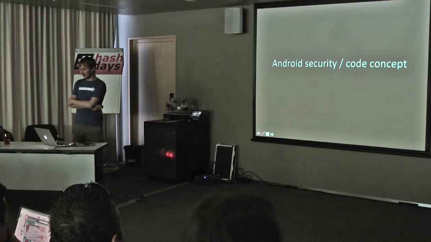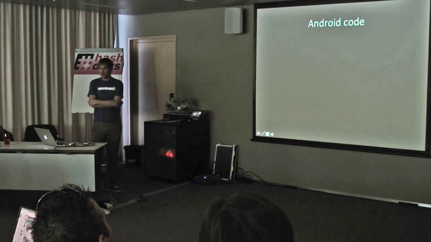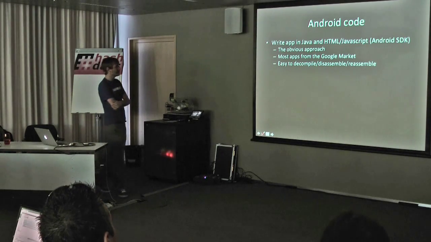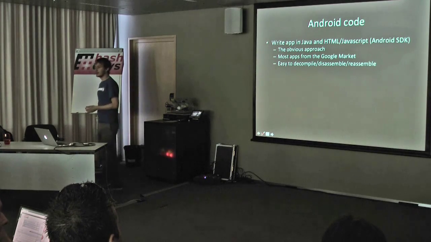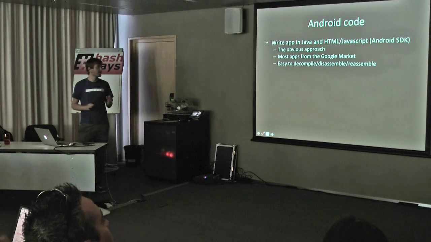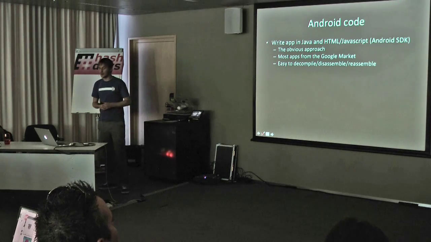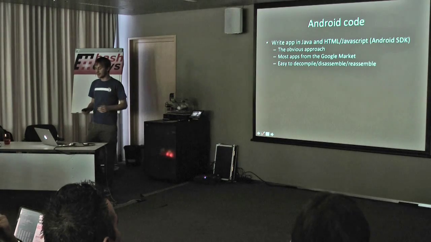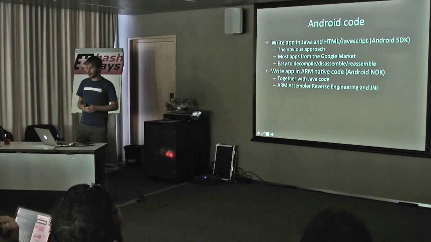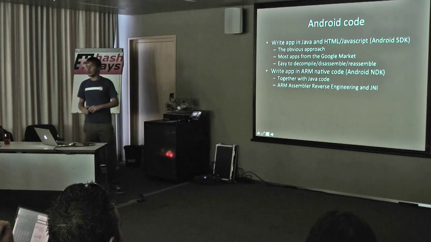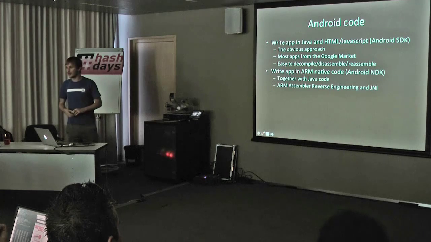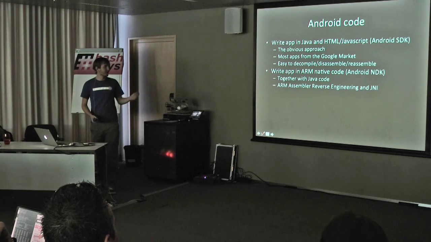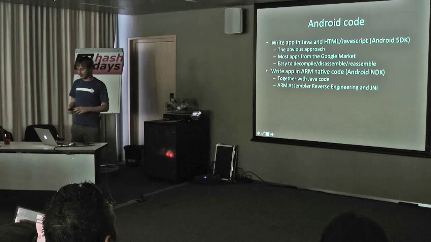Okay, let's talk about the security and code concept of Android. When you write code for Android, normally you write it in Java and HTML and JavaScript. You use the Android SDK. It's the most obvious approach, and I would say like 95% of all apps on the market just use this approach. And of course, because it's Java and HTML and JavaScript, it's already plain, you can decompile, disassemble, and reassemble the stuff very easily. And well, another option would be to write apps in ARM native code, but actually nobody does it. And if you find an app that does it, you can just do normal ARM assembler reverse engineering. So that becomes a normal reverse engineering task as usual.